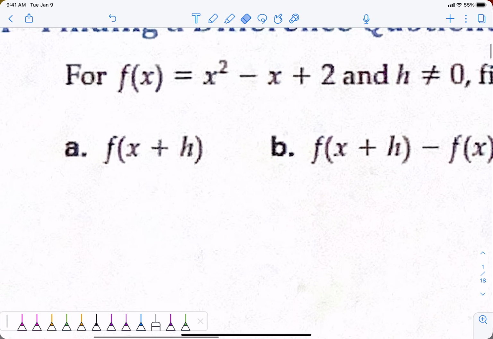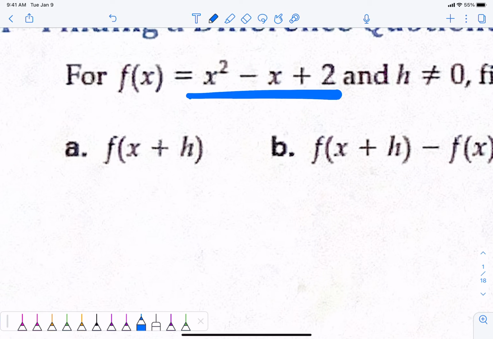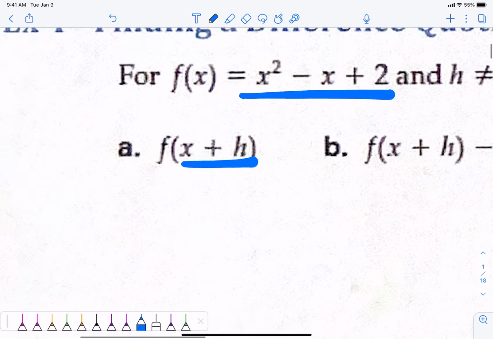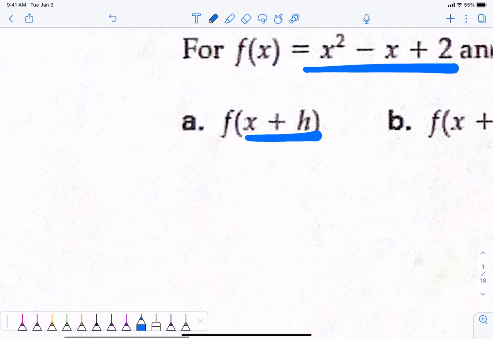So here we go. The function that we're doing is x squared minus x plus 2. And what does it mean when it says f of x plus h? That's what you plug in for x. So this part A is going to be pretty big.